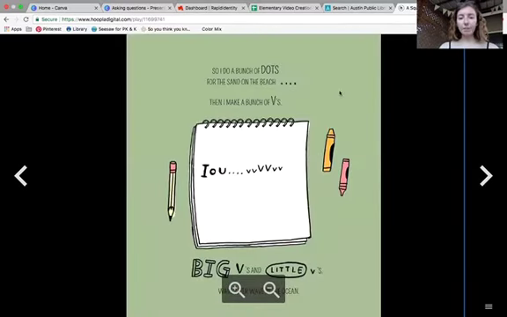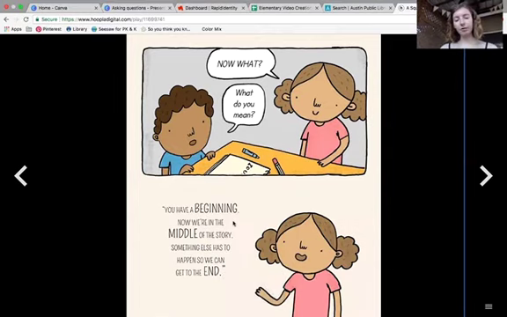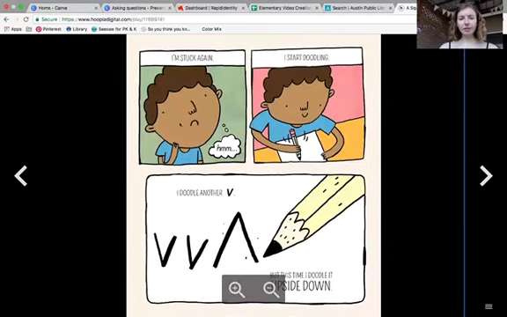So I do a bunch of dots for sand on the beach. Then I make a bunch of V's. Big V's and little V's. Wave after wave in the ocean. Now what? What do you mean? You have a beginning. Now we're in the middle of the story. Something else has to happen so we can go to the end. I'm stuck again.